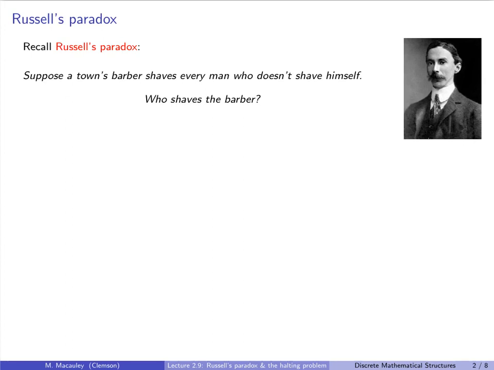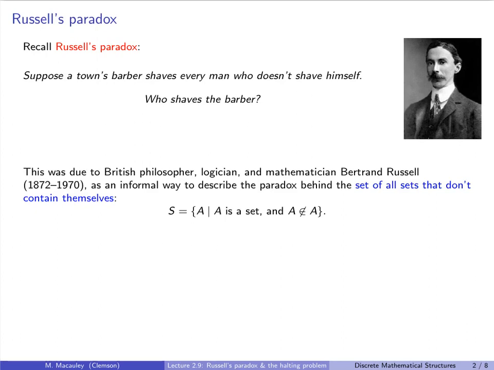Suppose a town's barber shaves every man who doesn't shave himself. Who shaves the barber? This paradox is due to British philosopher, logician, and mathematician Bertrand Russell, born in 1872, died in 1970, as an informal way to describe a more mathematical paradox, which is, consider the set of all sets that don't contain themselves.